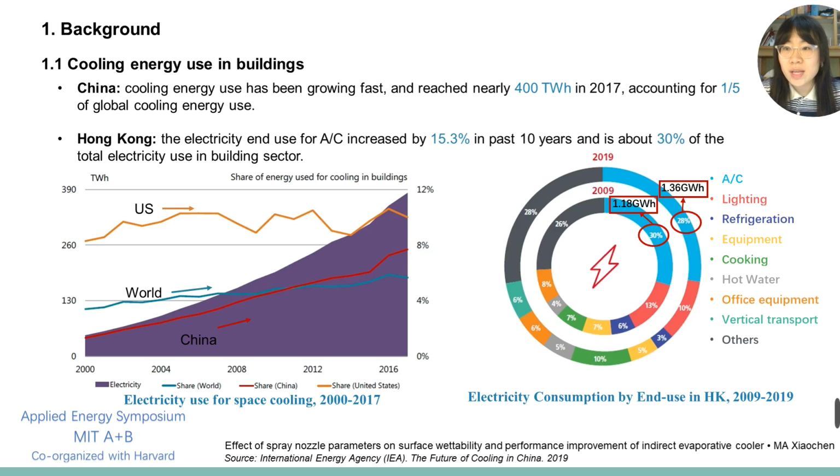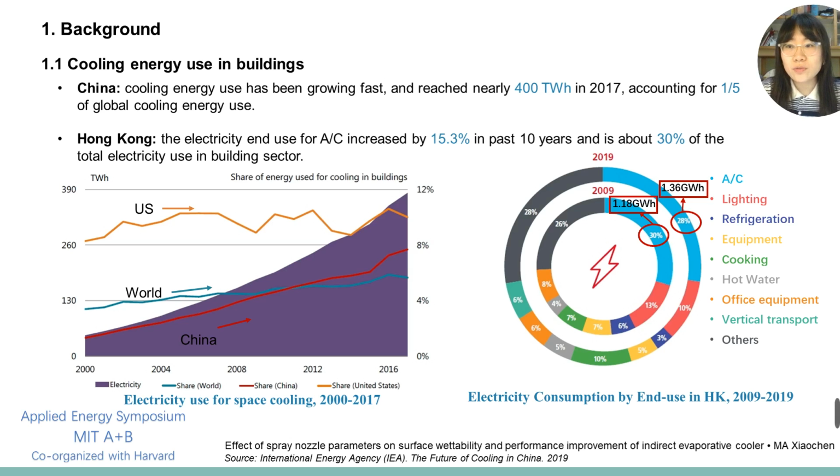From this figure, we can see in China, the cooling energy use has been growing really fast and reached nearly 400 terawatts in 2017, accounting for 1 to 5 of global cooling energy use. And from the red figure, we can see in Hong Kong, the electricity end use for air conditioning increased by 15.3% in the past 10 years, and it's about 30% of the total electricity use in the building sector.